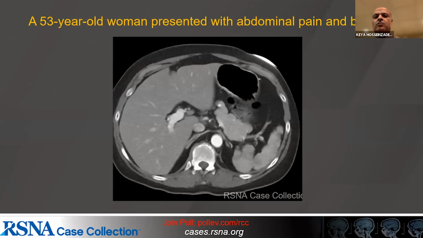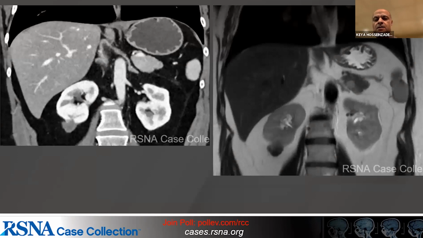Case 2, a 53-year-old woman presented with abdominal pain and bloating. We have an axial image. Let's have a look. Let's move on to the next slide. So here we have a coronal NPR on the left, and a single shot fast spin echo, HASTE image, or T2 weighted acquisition on the right. Ignore the right renal lesion. This was just a hemorrhagic cyst. All right, so what's the diagnosis?